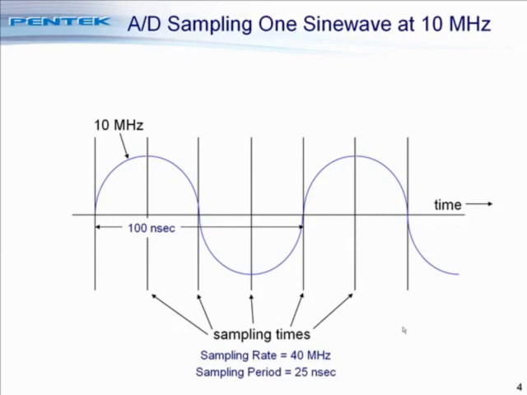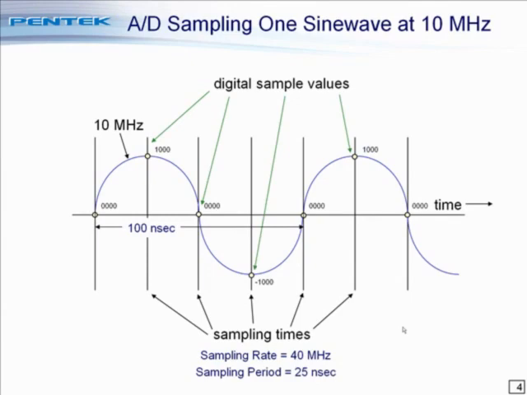So at each time the A to D converter converts the number, it creates a digital value. These values are shown, and these are the sequence of numbers that are delivered out of the A to D converter that we just looked at before.